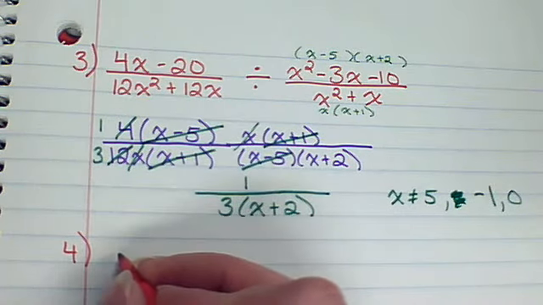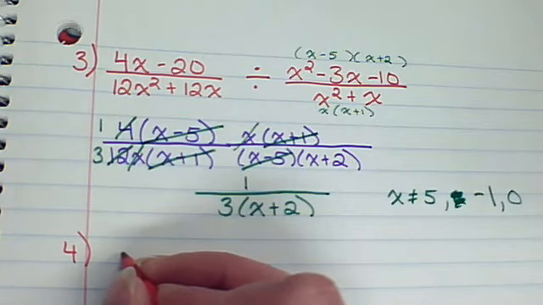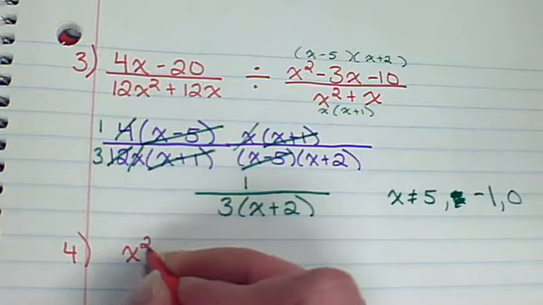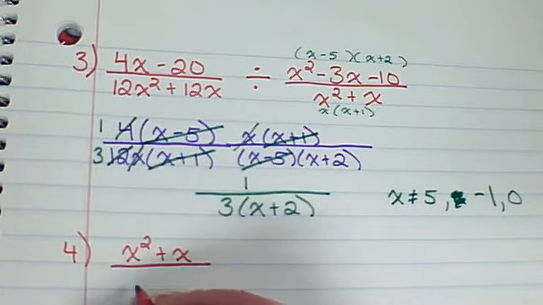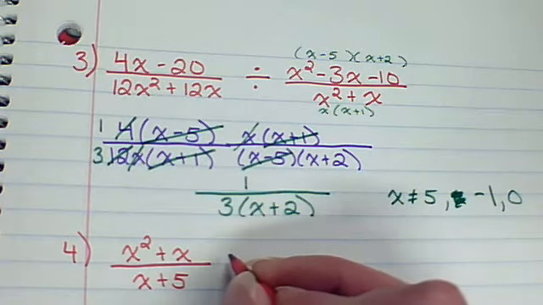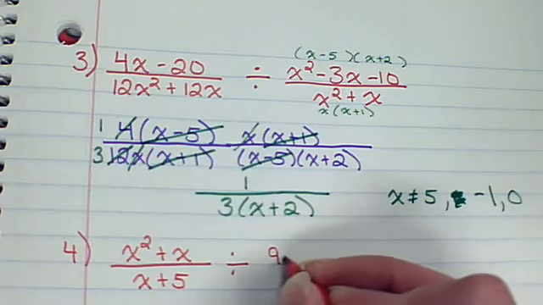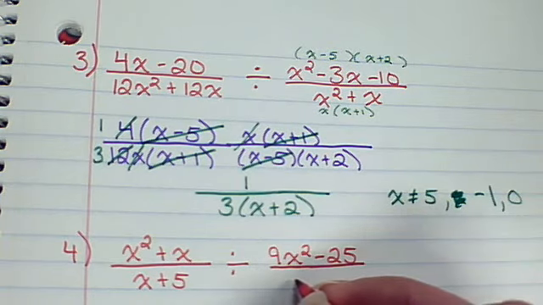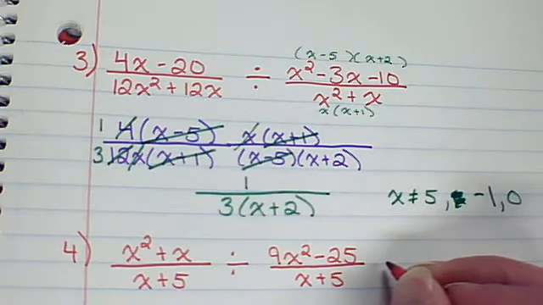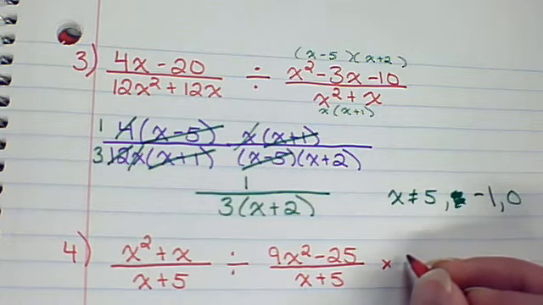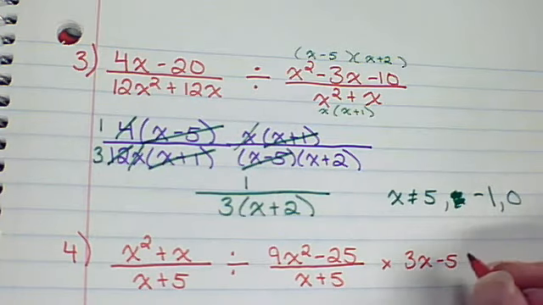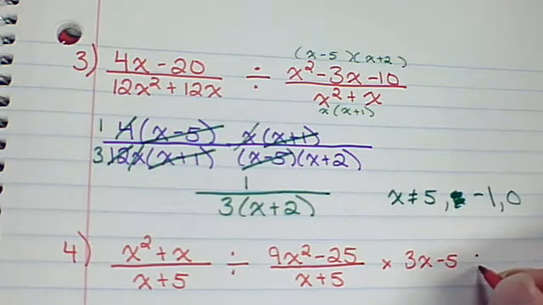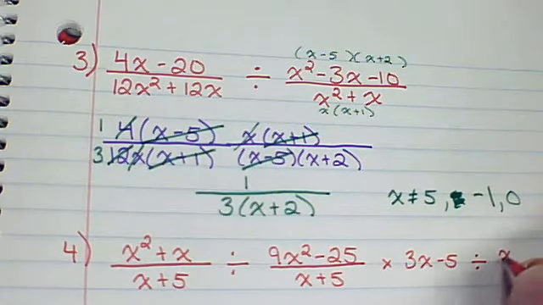So let's take this next one. I'm going to have x squared plus x over x plus 5 divided by 9x squared minus 25 over x plus 5 times 3x minus 5, divided by, I'm going to just keep adding on here, divided by x squared minus 1 over 3.